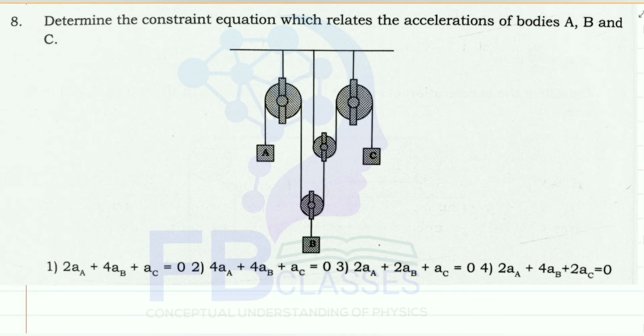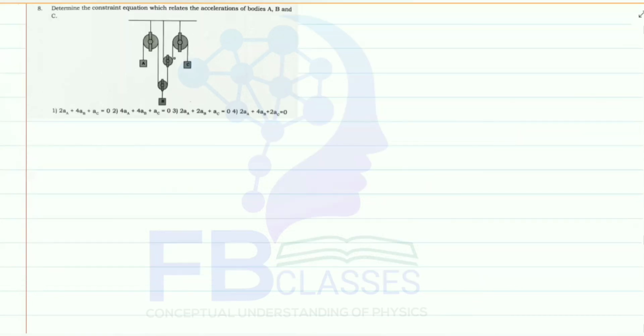Determine the constraint equation which relates the accelerations of bodies A, B and C. Okay, so see here, I am going to mark the tensions in the given diagram. So here is T. This is only one string, so throughout the string it is T.